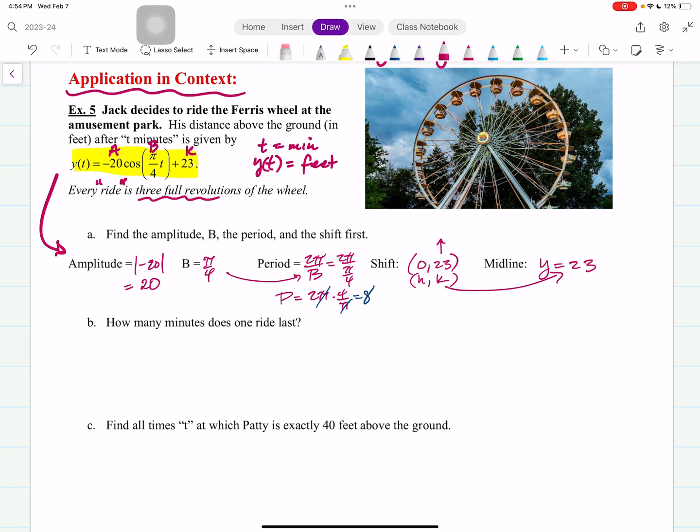How many minutes does it take for one ride? Or how many minutes does one ride last? Let's get started here. We know it says every ride is 3 full revolutions. What I need to do is look at the period. The period is found by taking 2 pi divided by b. I kind of did this already. B is pi over 4, so 2 pi.